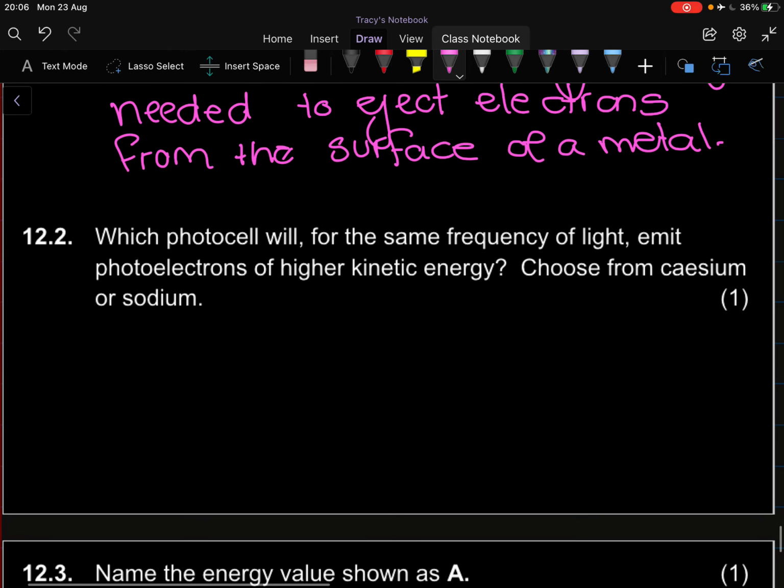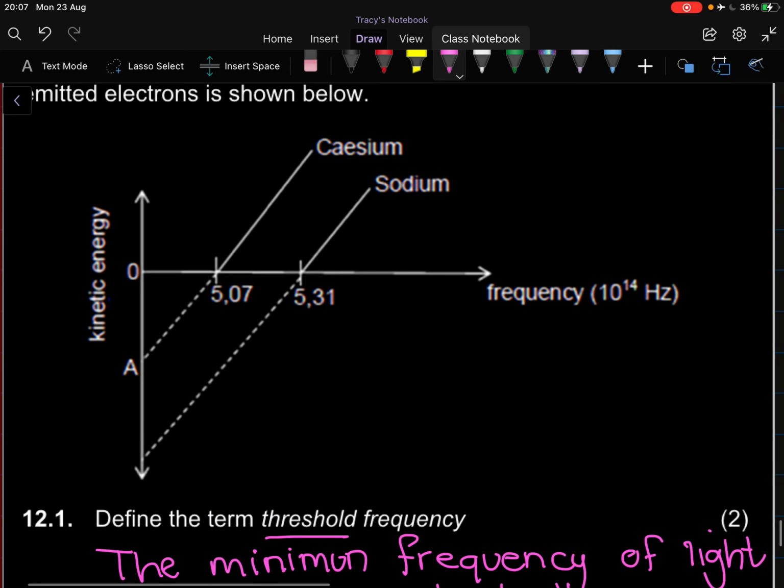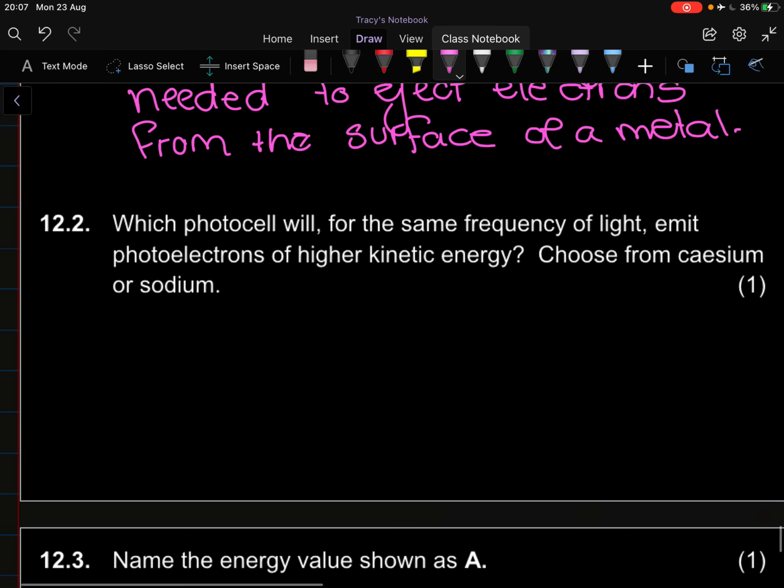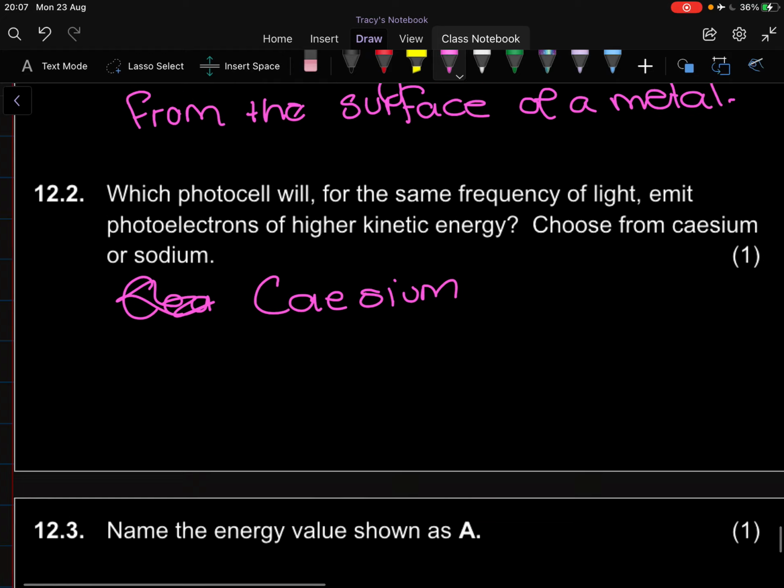Then they say which photocell, for the same frequency of light, will emit electrons of a higher kinetic energy. Well, when you look at this, cesium has a much lower threshold frequency. That means the electrons will be getting kinetic energy a lot faster than the sodium does. So that means this is the cesium, spell it right. Cesium. Does feel funny with the CA.